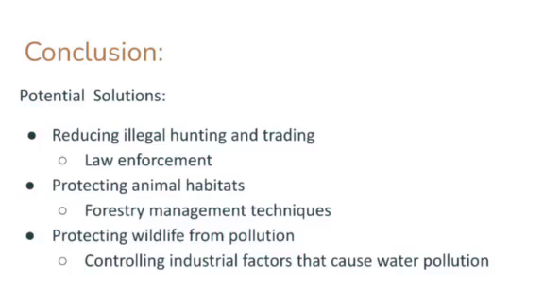For protecting animal habitats, we can use mechanisms like forestry management techniques, which prevent overusing wood, include replanting and preventing fire, and conservation of forests and rivers to protect more animal habitats.